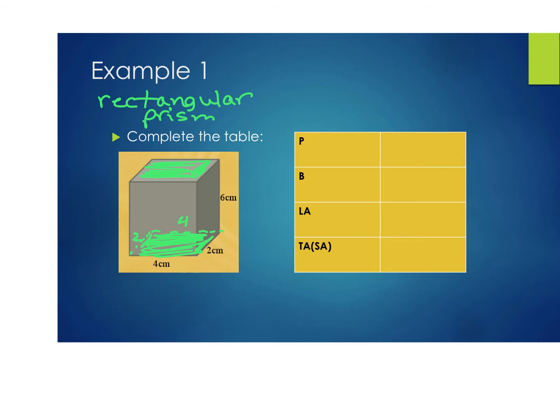Remember that when we're calculating the perimeter, we needed to add up all of these numbers. So the 4 plus 4 plus 2 plus 2. And that's the first box that it's asking me to fill in. The capital P, this is where they want me to fill in the perimeter of the base. And that's found by adding up all the sides, giving me 12 centimeters.